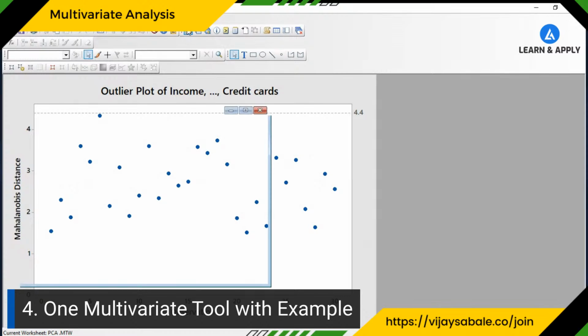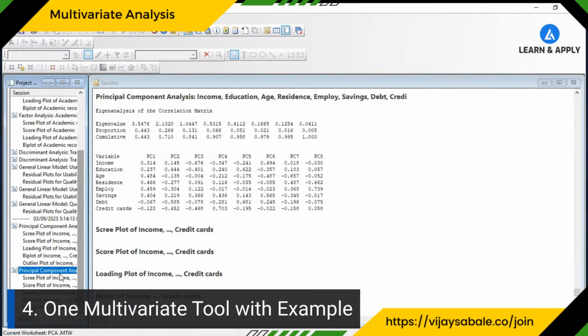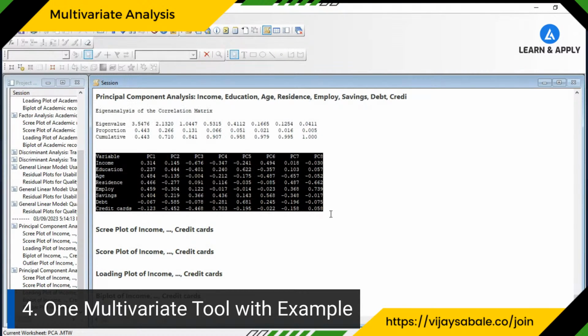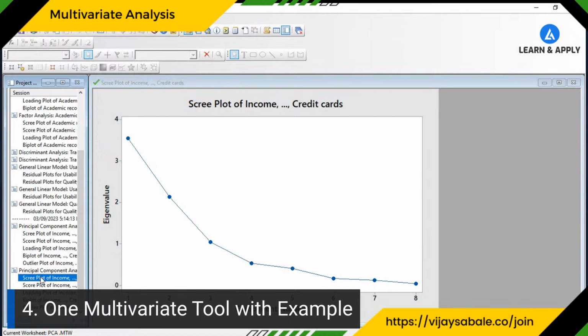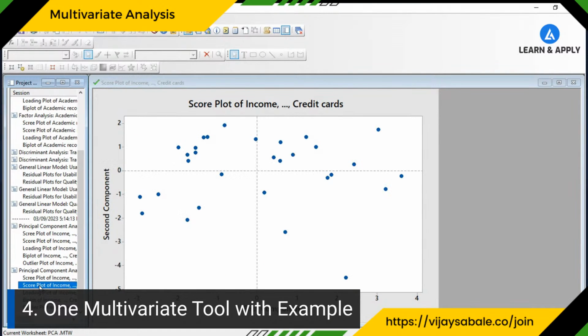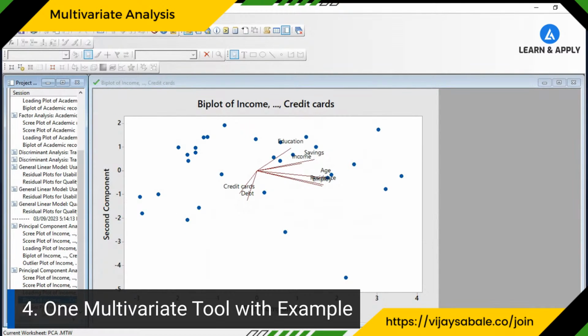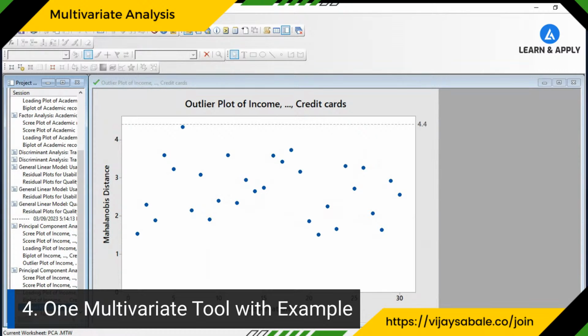Now, if you go into the detail, let's see what outputs we are getting. We got the eigenvalues of the correlation matrix. Then we call all these principal components. And after that, we got these 5 graphs: one is the scree plot, then the score plot, loading plot, biplot, and the last one is the outlier plot.